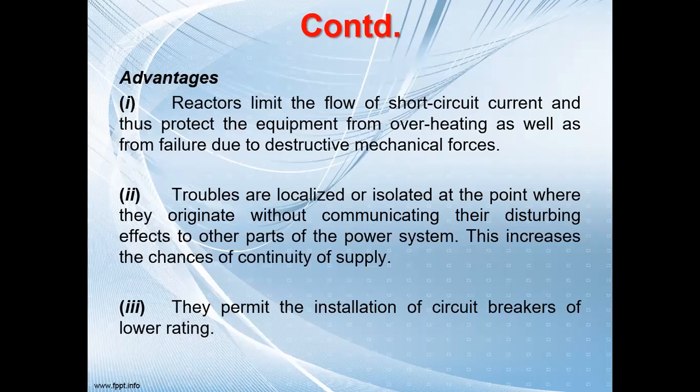So we can actually make things localized. The fault current will not propagate. Instead, we are reducing that current, and thereby the whole system will be safe. So this increases the chance of continuity of supply. Third, they permit the installation of circuit breakers of lower rating. If we use these reactors in the circuit, we can reduce the fault current, and thereby the rating of the circuit breaker which we are going to use will also be reduced. Reduced rating means ultimately the cost of the circuit breaker is also reduced.